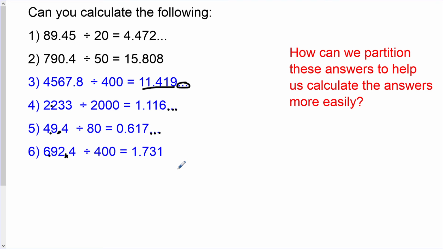Okay, so mark your work please. If you've got a couple wrong, have a second go at it now. Make sure you're partitioning it correctly. So 2,233 divided by 1,000 divided by 2, 49.4 divided by 10 divided by 8, and 692.4 divided by 100 divided by 4. Have a second go and see if you can get the right answer. Remember, you can rewind the video to listen to the steps that you need to follow again, if that will help you with working out the answers.